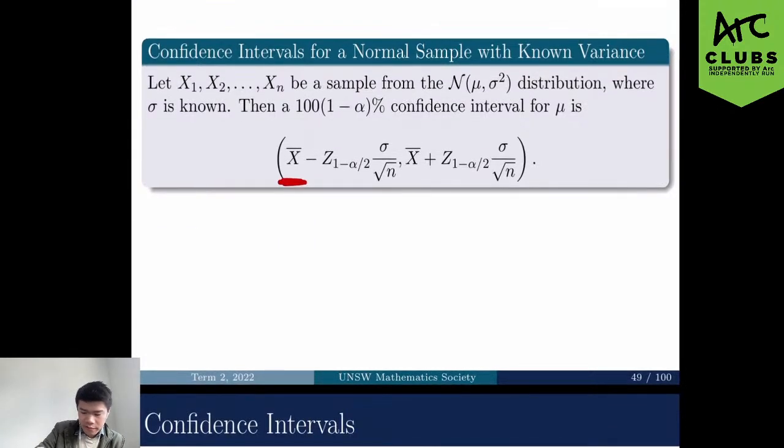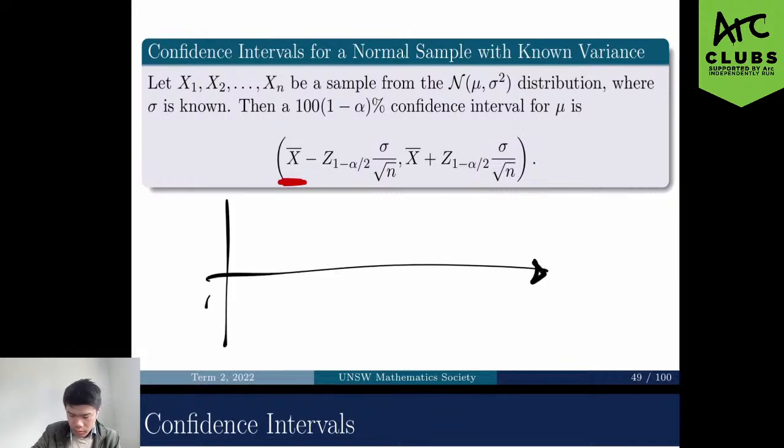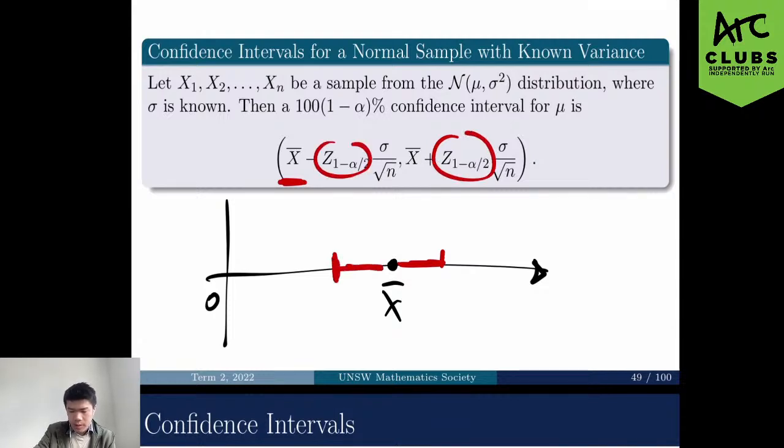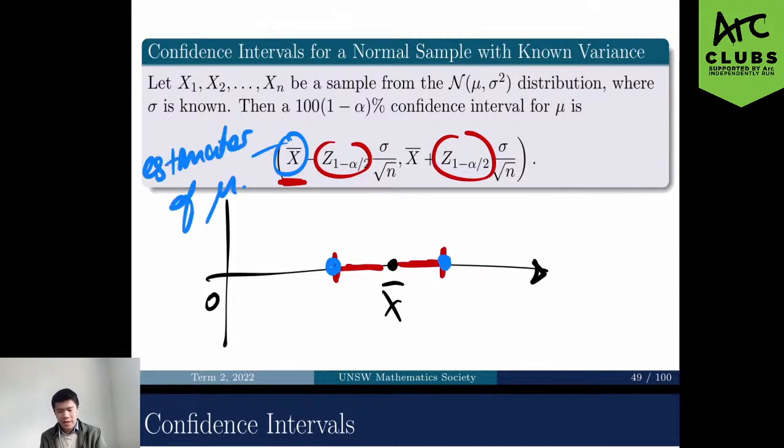If we graph this, this is x mean, and we've got these two error terms. This notation, by the way, we'll talk about in a second. Basically, these are error terms. So that means our confidence interval is between here and here. Although this is a good estimator, we can't say that mu will be equal to x bar. What we're basically saying is we're reasonably sure it lies between these two bounds.